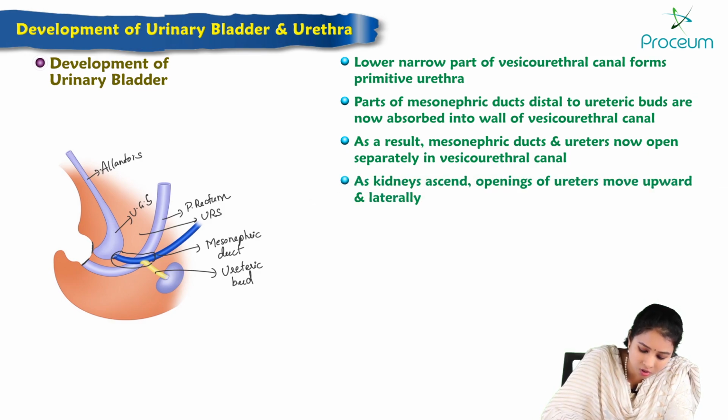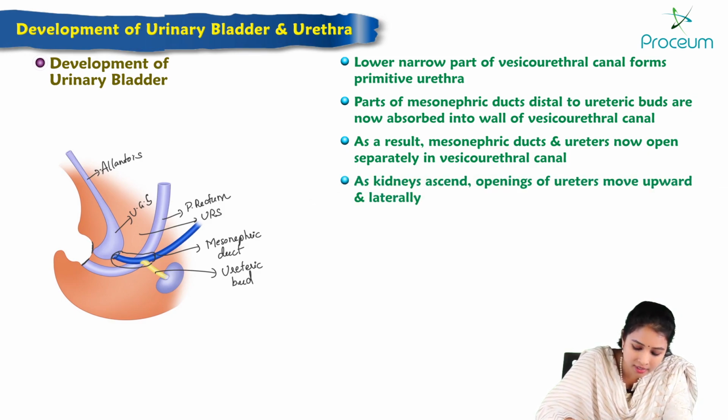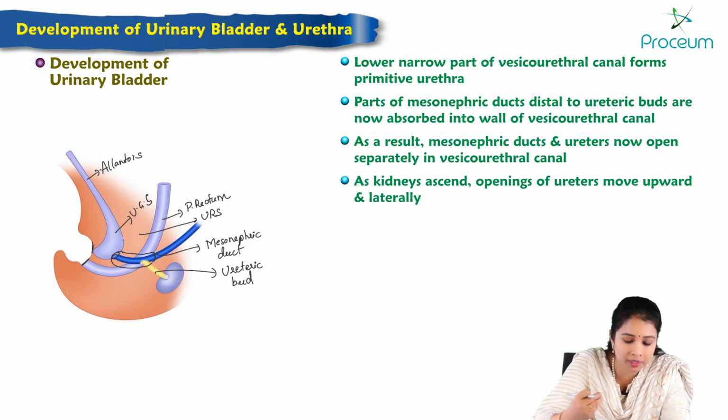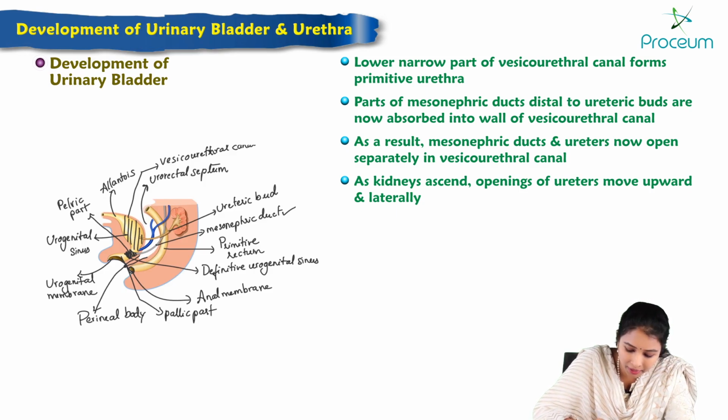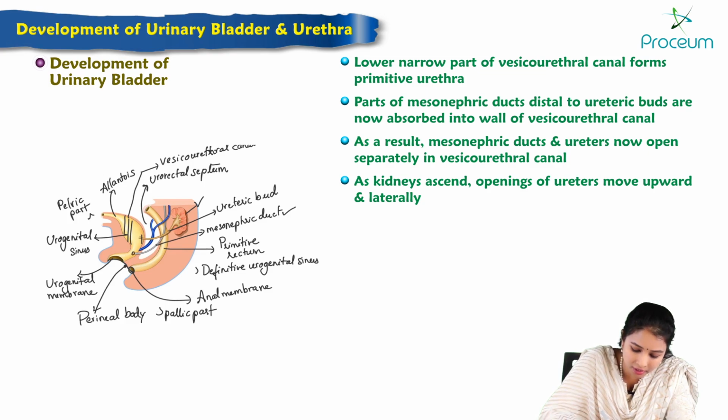So initially there is a common opening of it. As it gets absorbed, we can see the mesonephric duct is separated from the ureteric opening. In this image we can see the mesonephric duct is already separated from the ureteric opening. This is the ureteric opening which is surrounded by the metanephric blastema which forms the kidneys, and you can see the mesonephric duct, which is grey in color, opening separately into the vesico-urethral canal here.